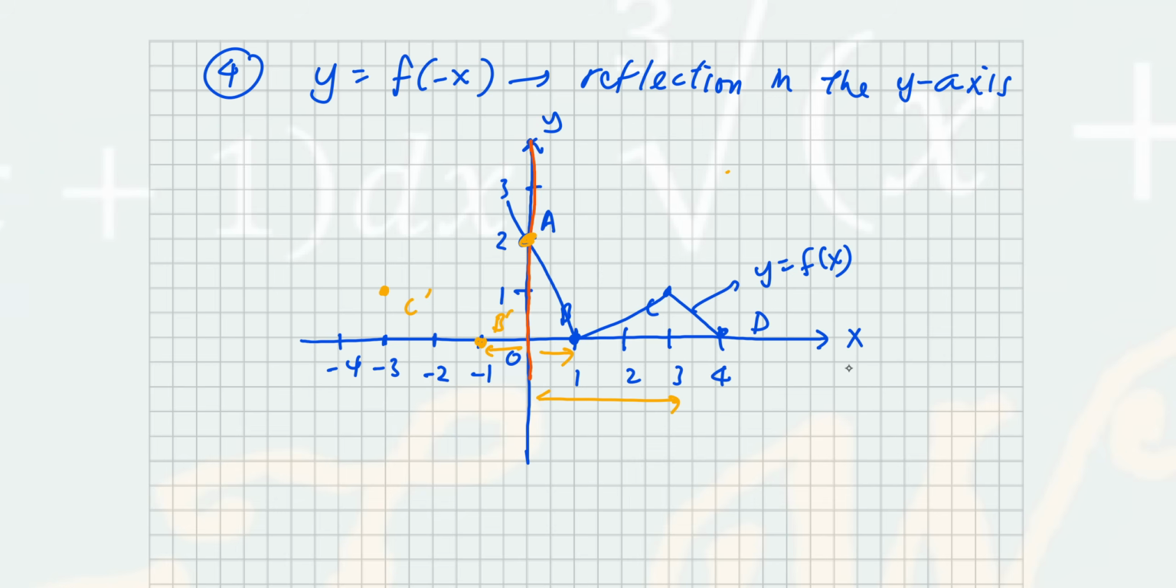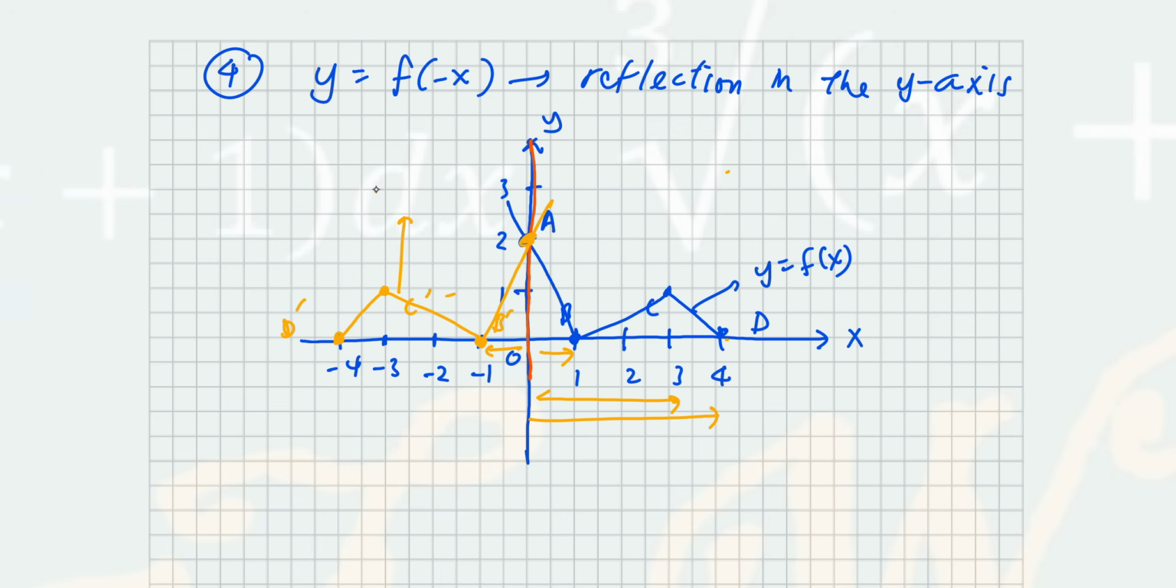This is my C prime. And then my D is 4 units from the mirror line. Then it will be 4 units from the mirror line but to the left side. This is my D prime. Okay, then now you just join all these points.